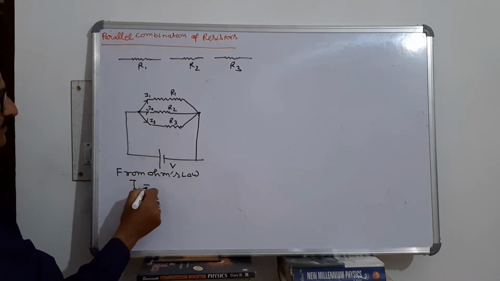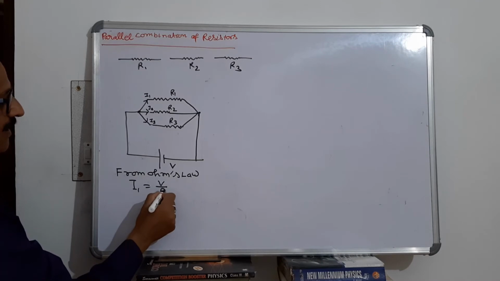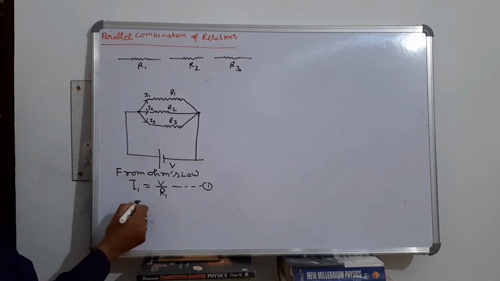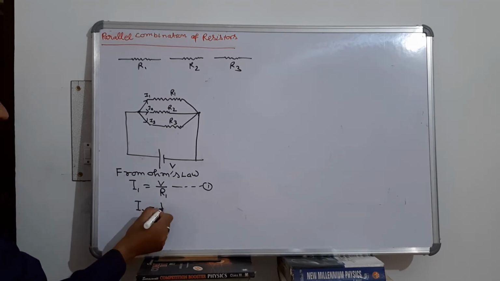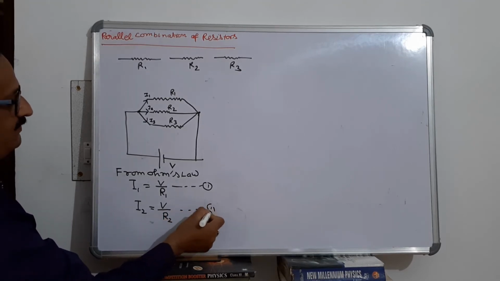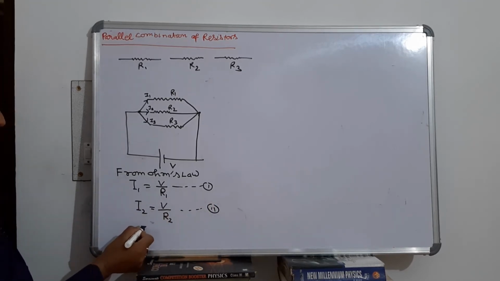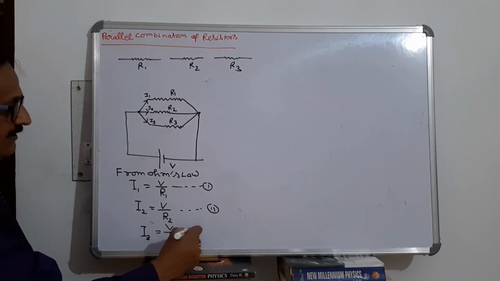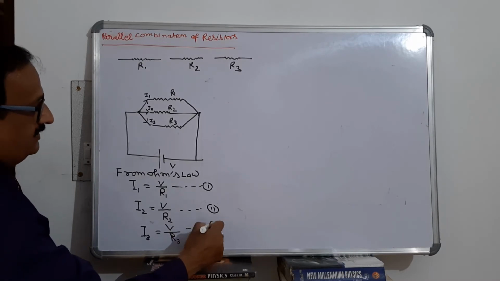I1 is equal to V upon R1, equation 1. I2 is equal to V upon R2, equation number 2. I3 is equal to V upon R3, equation number 3.